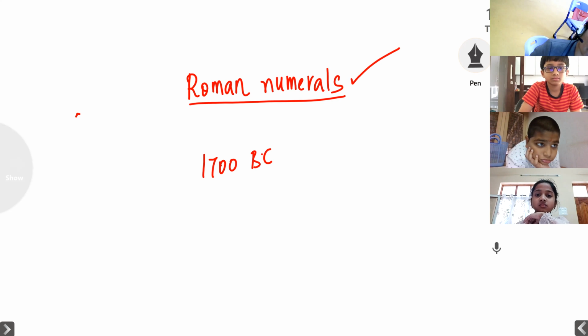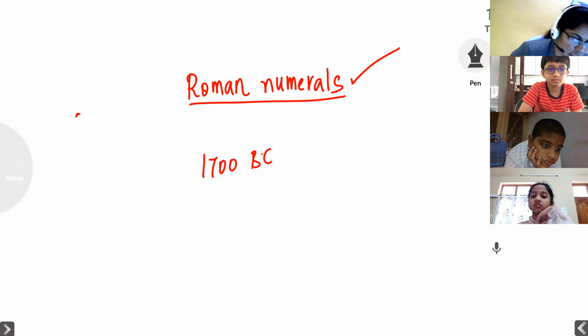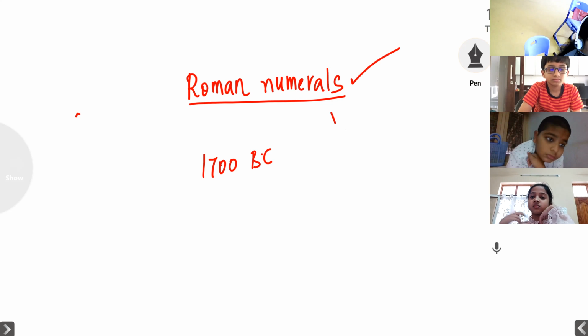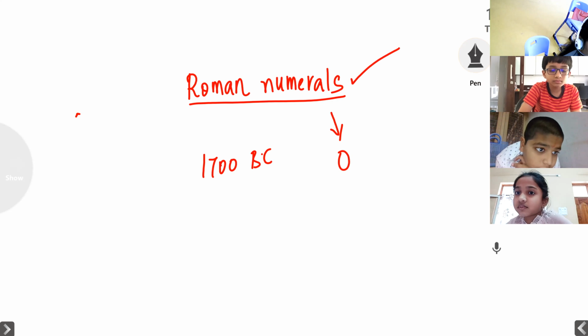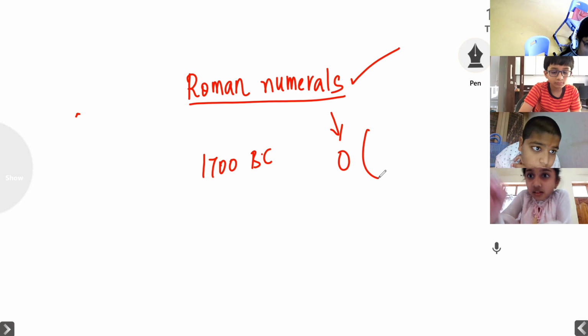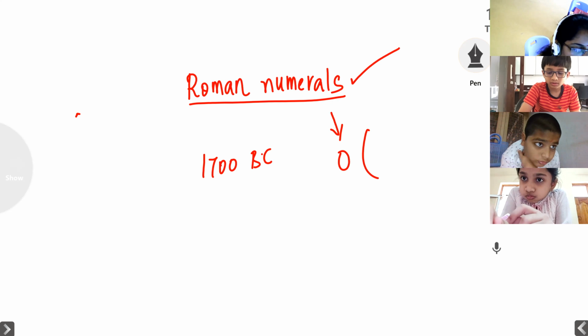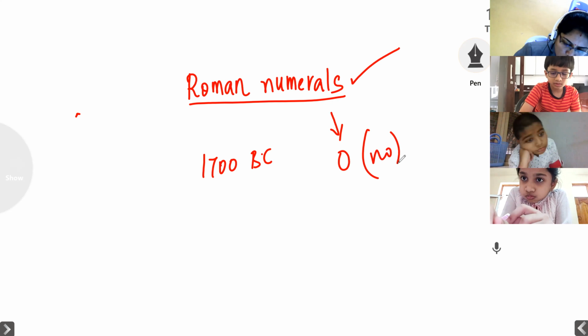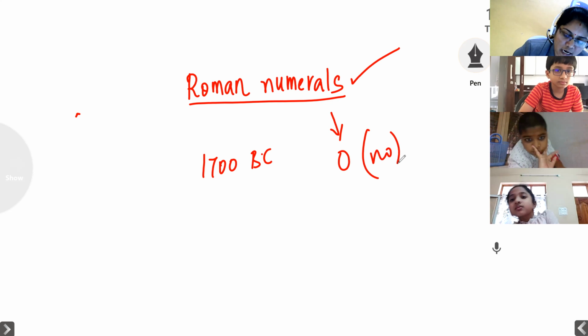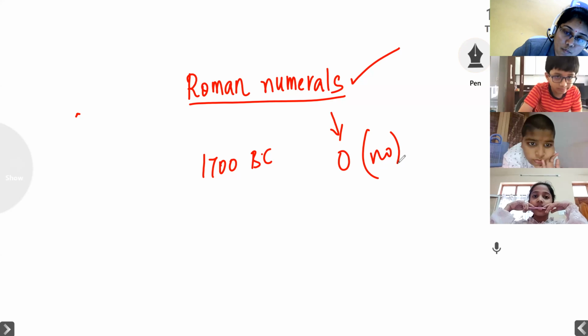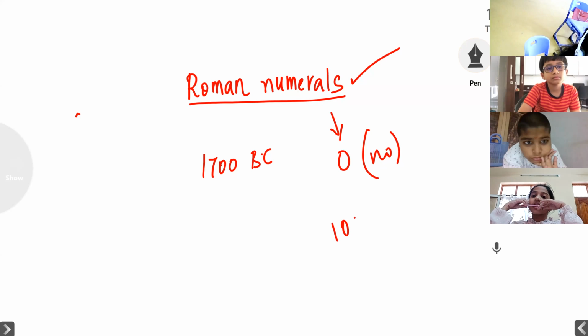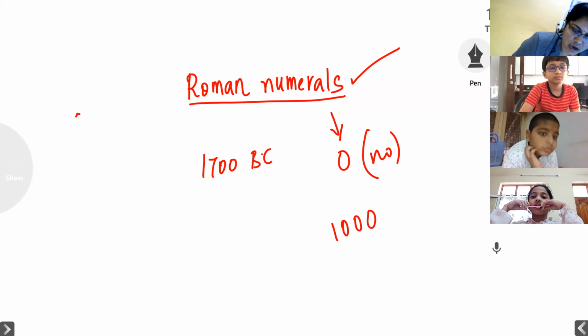But there were so many drawbacks in that. The Romans didn't use zero, no zero at all. In our numbers we have the zero concept also, right? But there was no zero in Roman numerals, and we cannot frame numbers more than 1000. They used to have only till 1000. More than 1000 they cannot.